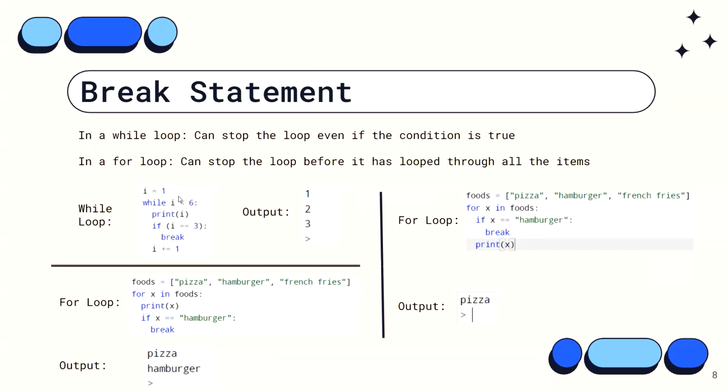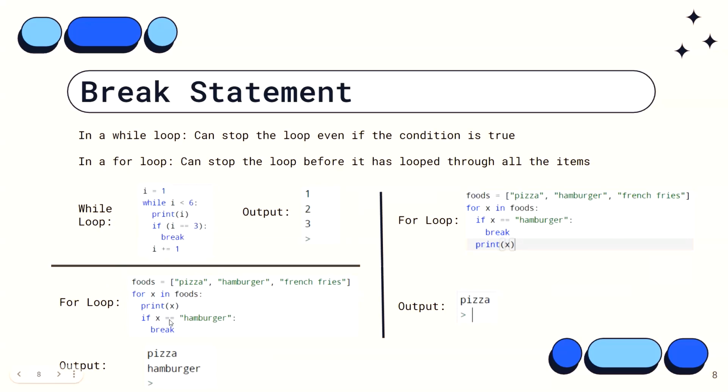So basically our while loop example right here, you can see it's the same loop. And then it says if i is equal to 3, break. So basically after 3, it stops. Even though 4 and 5 are less than 6, because when we put our break statement, it's going to stop at 3.